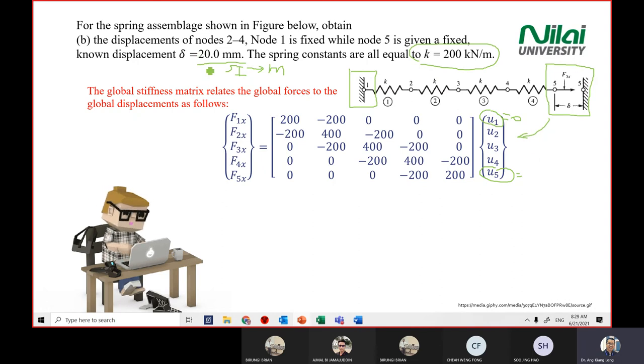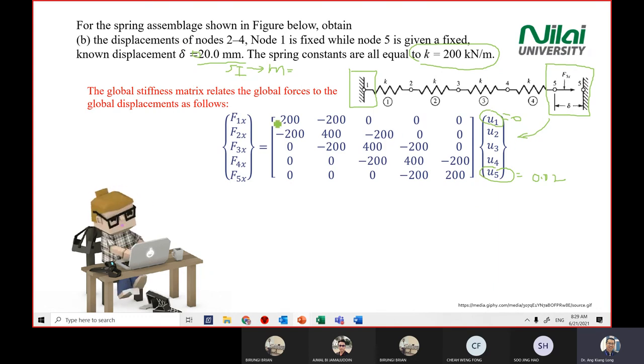How many meters do you have? How many meters in 20 mm? 0.02. Okay, correct. All right. So once you convert into the correct unit, then you can solve already.